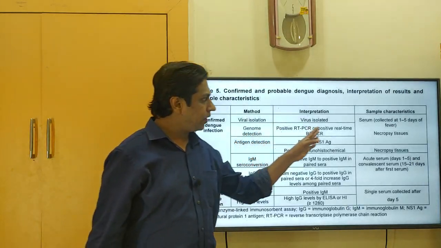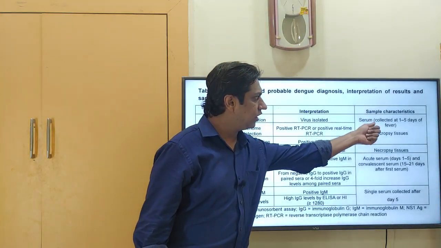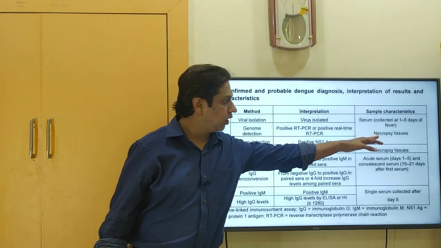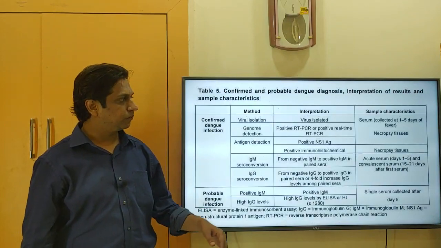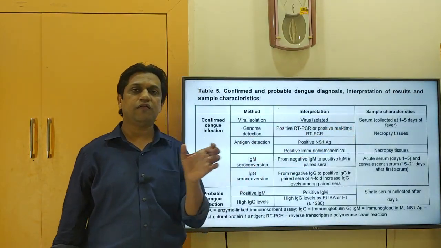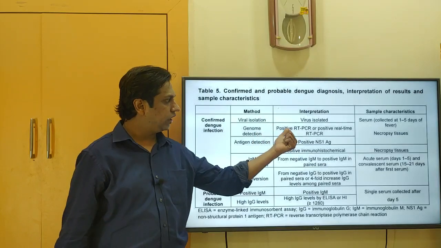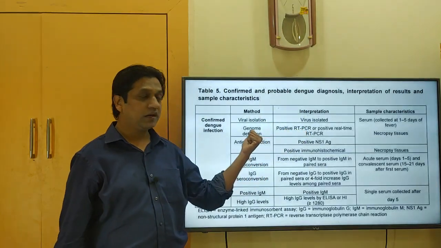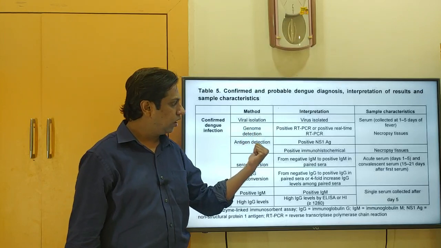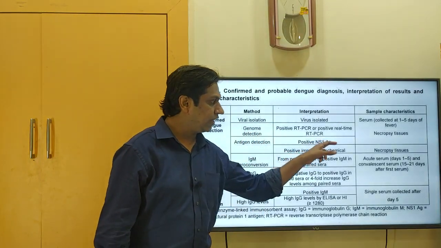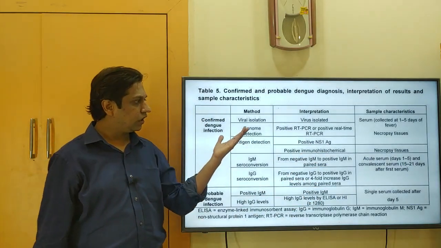The sample collected for them is the serum sample from the first 1 to 5 days of the fever, or necropsy or autopsy tissues. So in the blood sample during the first 5 days of the fever, if the virus is isolated, or the RT-PCR test is positive for genome detection of the dengue virus, or the antigen is positive and non-structural 1 protein antigen is seen, then it's almost confirmatory.